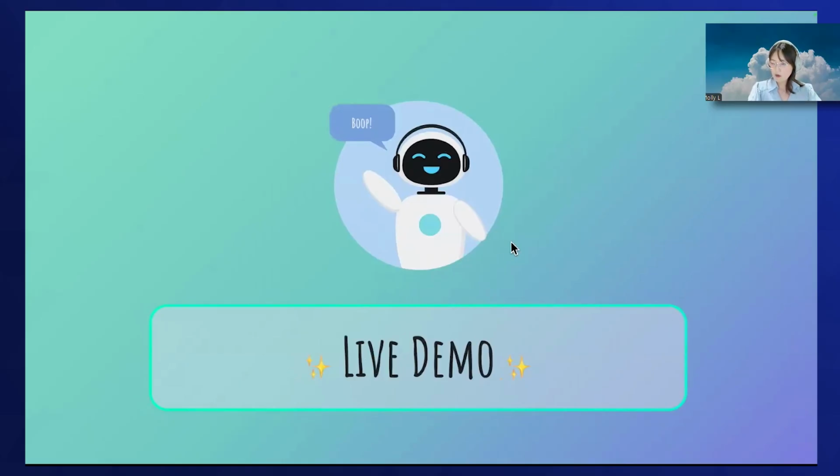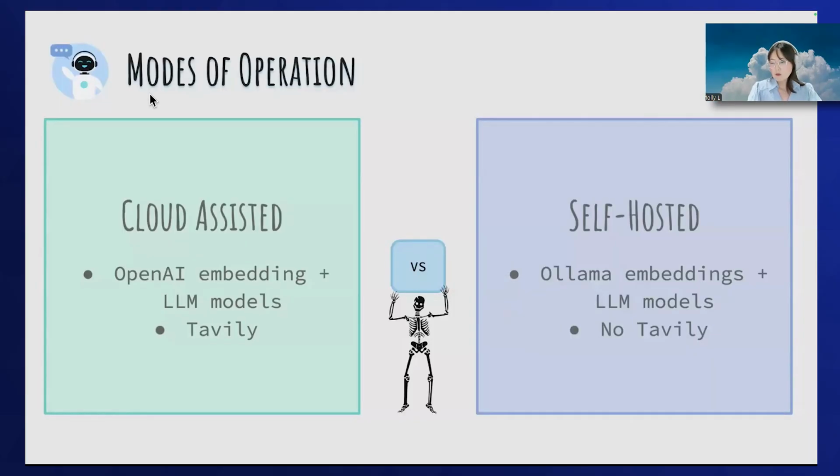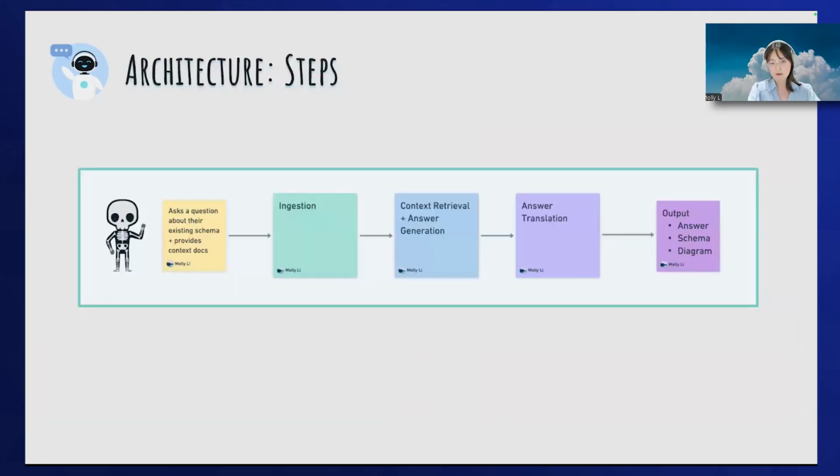All right, so Promptable has 2 modes of operation. There's the cloud-assisted mode, and there's the self-hosted mode. The cloud-assisted mode is a little bit more beginner-friendly since it lets you leverage OpenAI's managed LLMs. It also gives you the power of Google Search via Tavily. The self-hosted option is for the folks that truly have to deal with sensitive data, with schemas and documents that they can't upload to the cloud. It requires you to host your own Ollama instance locally.